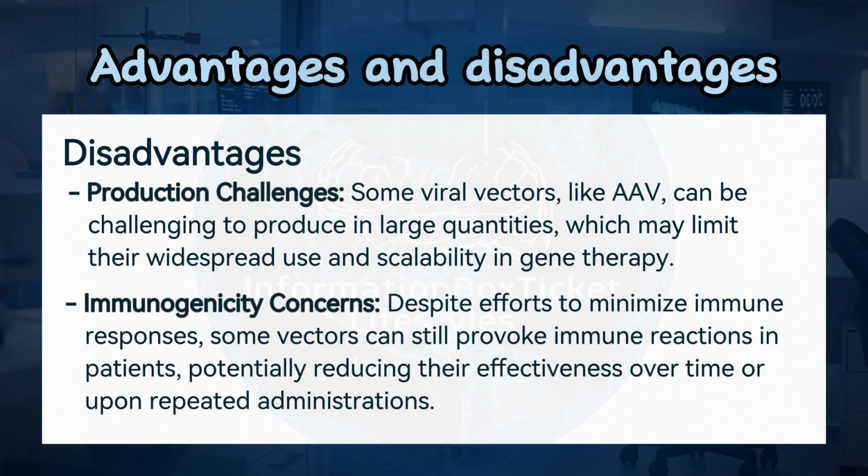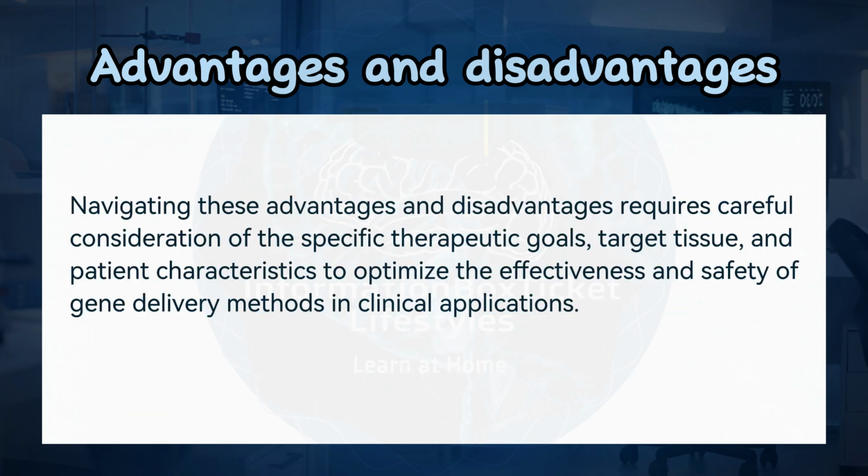Immunogenicity concerns. Despite efforts to minimize immune responses, some vectors can still provoke immune reactions in patients, potentially reducing their effectiveness over time or upon repeated administrations. Navigating these advantages and disadvantages requires careful consideration of the specific therapeutic goals, target tissue, and patient characteristics to optimize the effectiveness and safety of gene delivery methods in clinical applications.